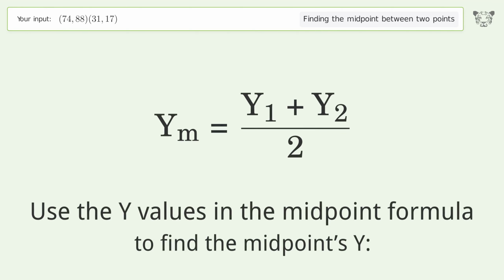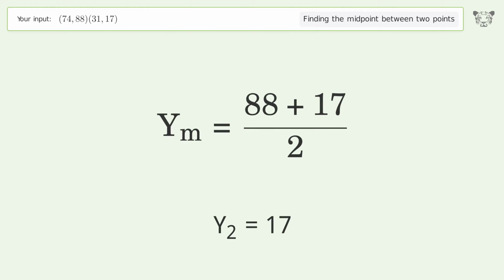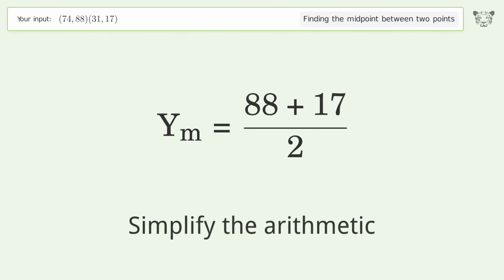Use the y values in the midpoint formula to find the midpoint's y. y1 equals 88. y2 equals 17. Simplify the arithmetic.